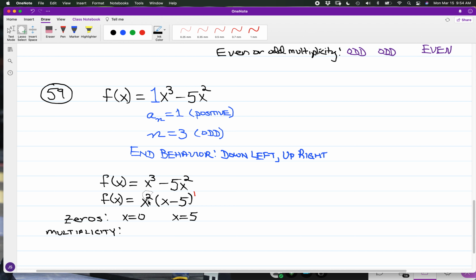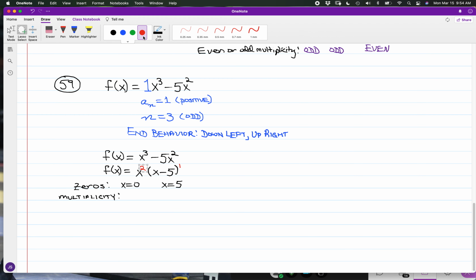Now we'll just color code the degrees in the factored form. Okay, so we have x is equal to 0. This stems from x, and not just x, but x to the second. So 0 is going to have a multiplicity of 2. And x equals 5, this just stems from x minus 5, not to any raised power, only just the number 1. So 5 is going to have a multiplicity of 1.